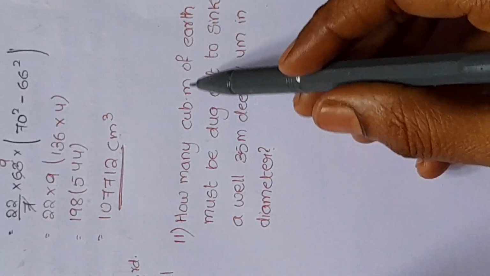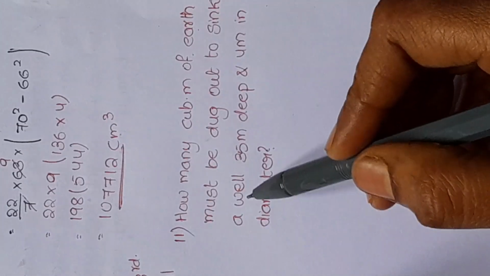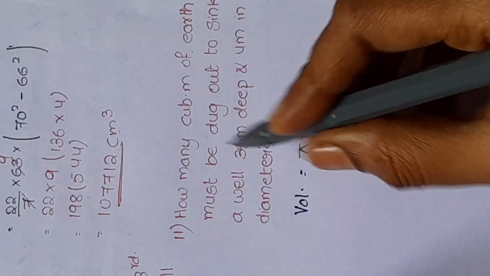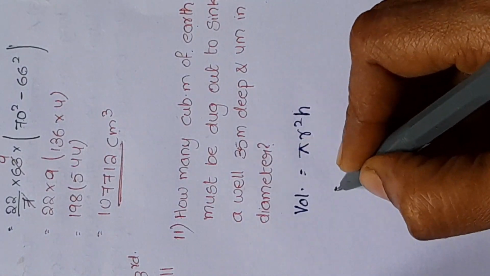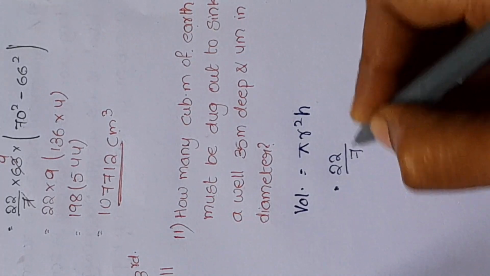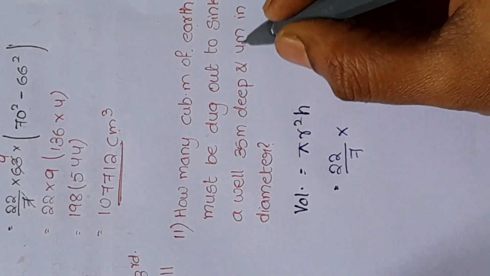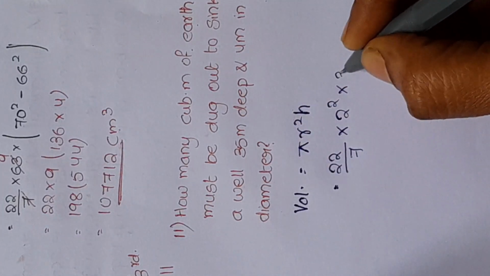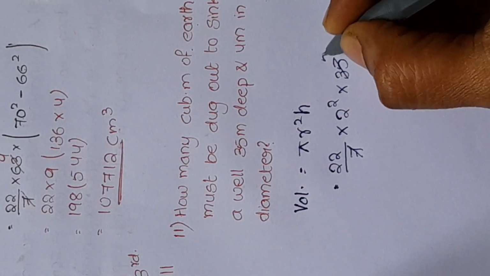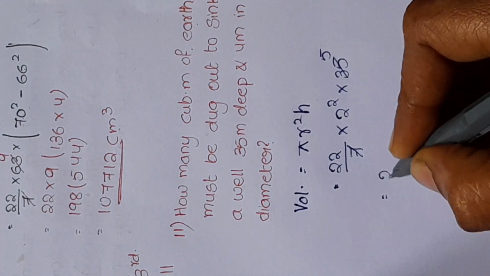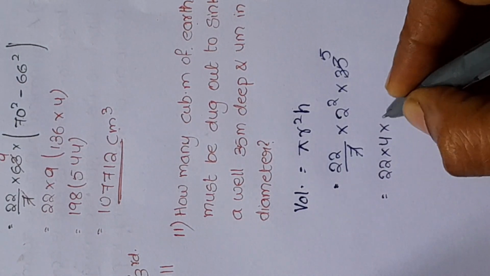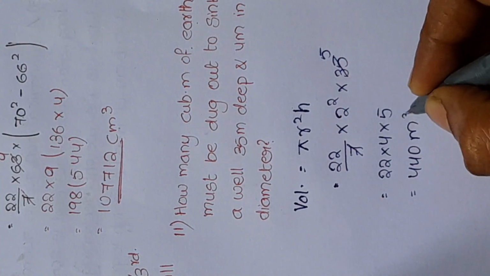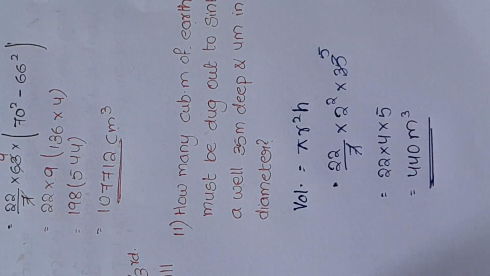11th question. How many cubic meters of earth must be dug out to sink a well of 35 meters deep and 4 meters in diameter? The volume of the earth that must be dug out is pi r square h. Pi is 22 by 7, into 4 meters is the diameter, so r is 2. 2 square into height, which is 35. On cancellation, we get 22 into 4 into 5. That is 440 meter cube of earth must be dug out.